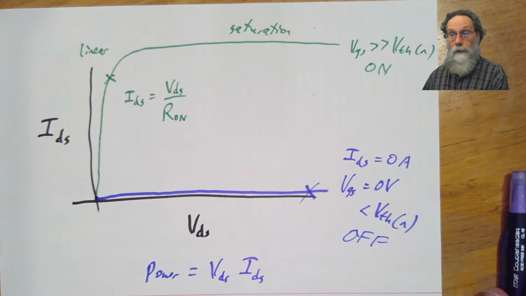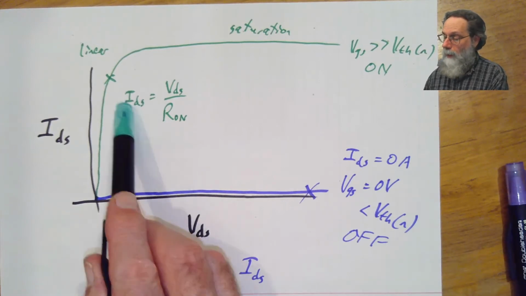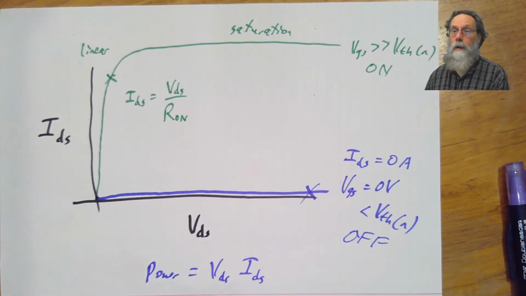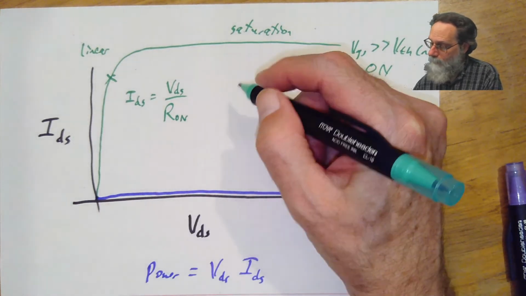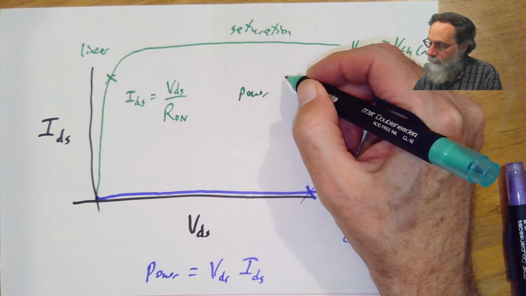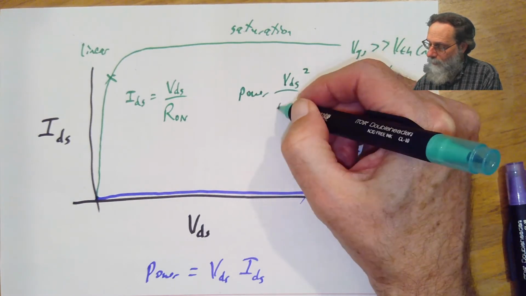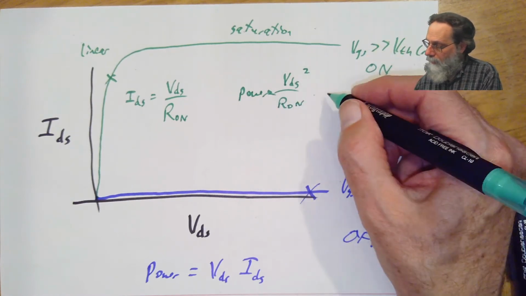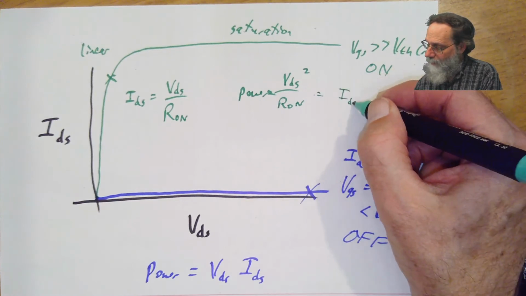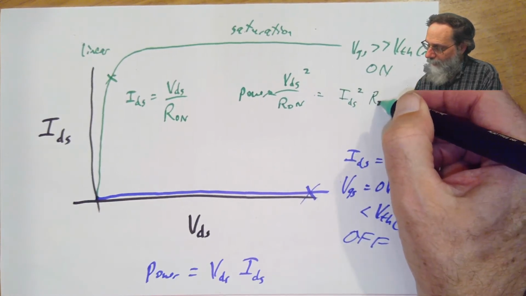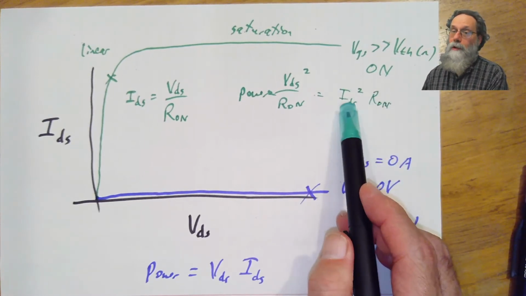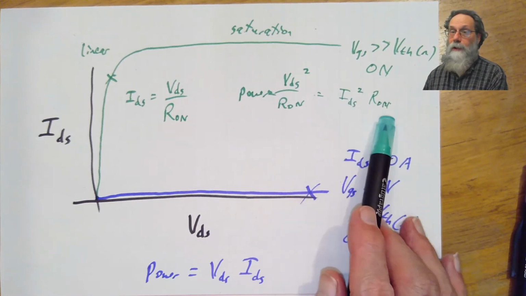What about when the transistor's on? Well, there we've got a large current, because remember we're trying to control the current with this field effect transistor, and the power is going to be VDS squared over R on, or you can also write that as IDS squared times R on. Since it's current we're trying to control, it's usually easier to look at it this way.